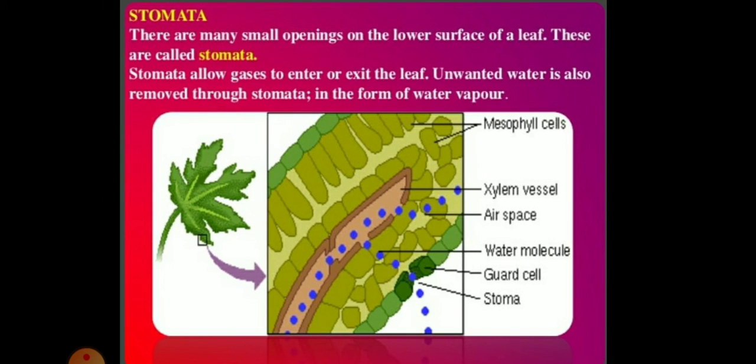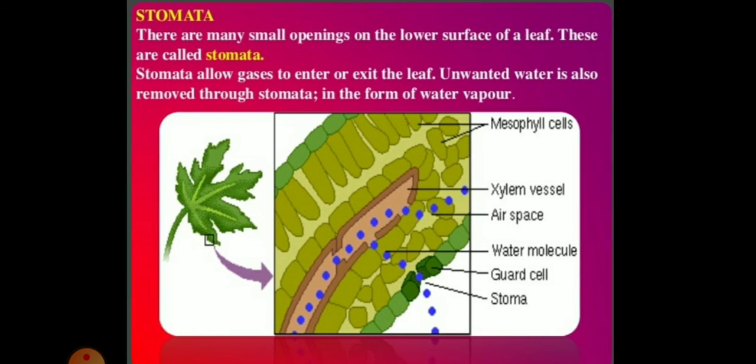Children, what do you mean by stomata? There are many small openings on the lower surface of the leaves. These are called the stomata, which allow gases to enter or exit the leaves. And unwanted water is also removed through the stomata in the form of water vapor. So I hope, children, this topic is clear to you.